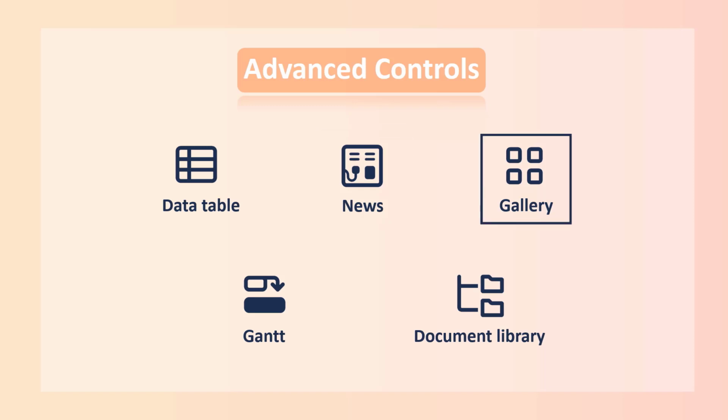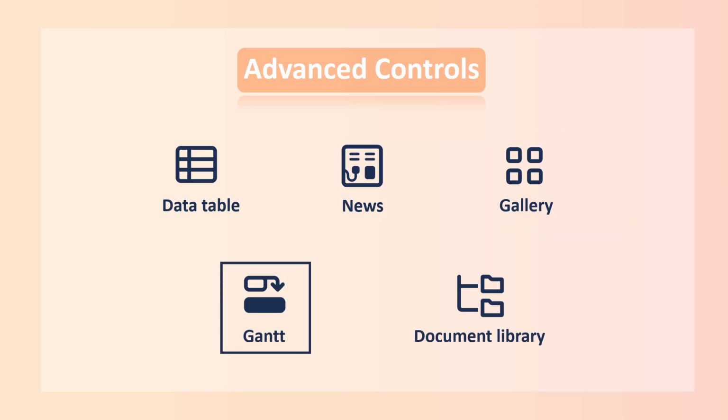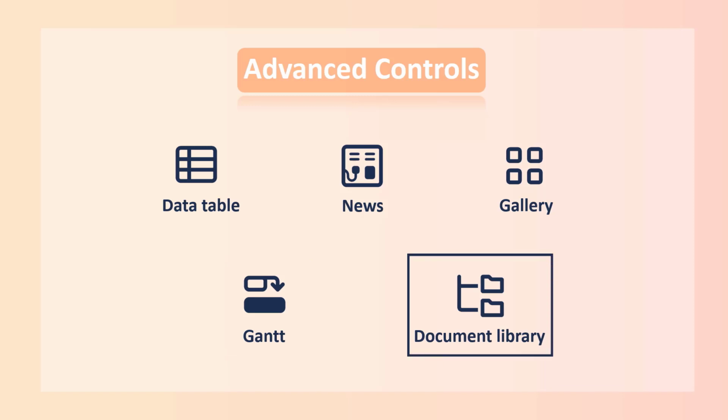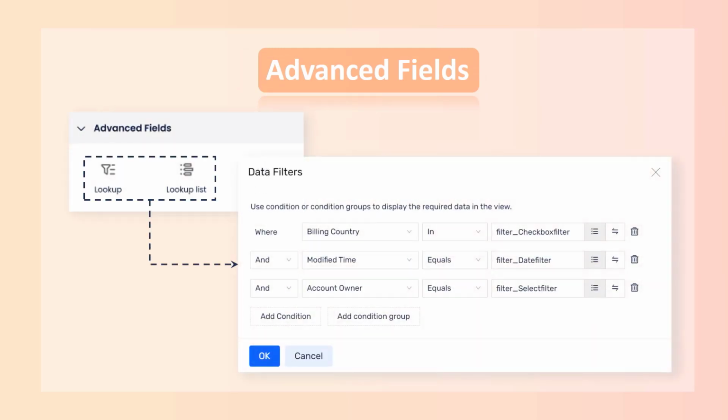Gallery presents a data collection as an image gallery. Gantt visualizes data in a Gantt chart format. Document Library exhibits documents from a library. In approval forms, you can also use filter variables to filter lookup and lookup list controls.